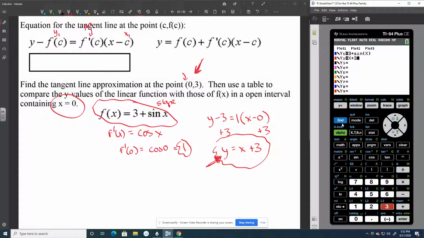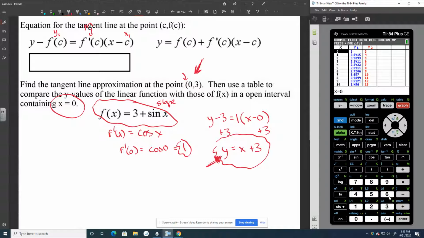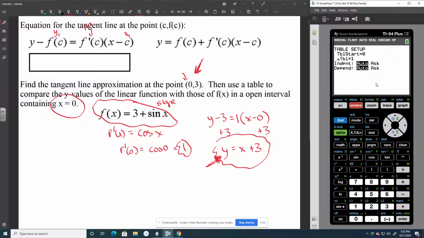All right. So when I look at the table for these two functions, when I plug in 0, well, actually, let's change this. Sometimes when you go to the table and it's already plugged numbers in for you, if you want to be able to plug in whatever numbers you want, you do second table set, and you want it to ask you the independent variable. So now when I go to my table, it's not going to give me anything until I plug something in. So if I plug in 0, then my original function is going to give me 3, and my tangent line is going to give me 3, which is what we wanted.